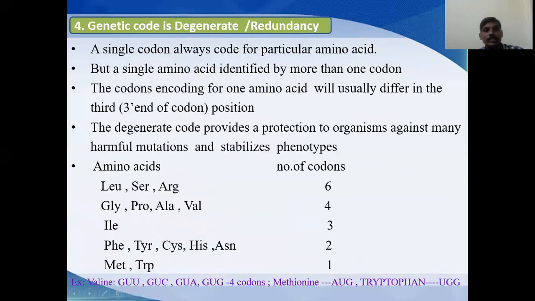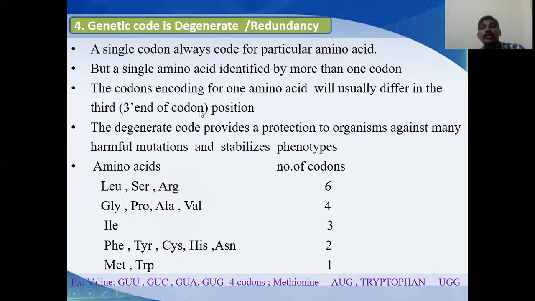The fourth one is that the genetic code is degenerate, or has redundancy. This is one of the important genetic code properties. A single codon always codes for a particular amino acid, but a single amino acid can be identified by more than one codon. These two statements reveal the genetic code property that the code is degenerate.